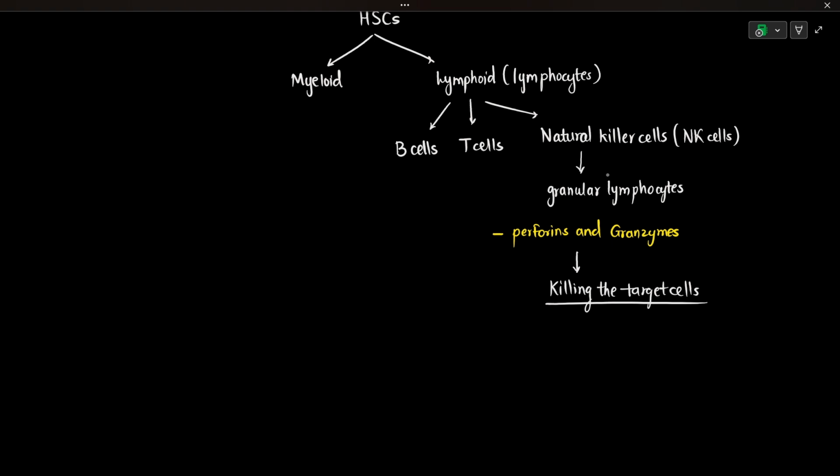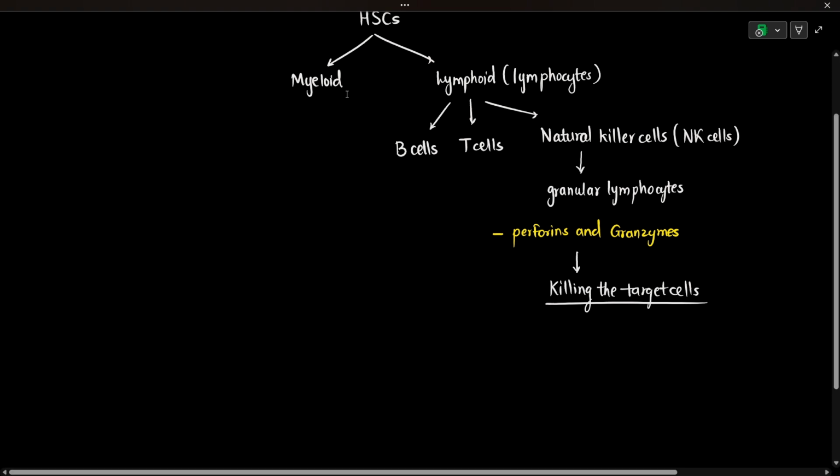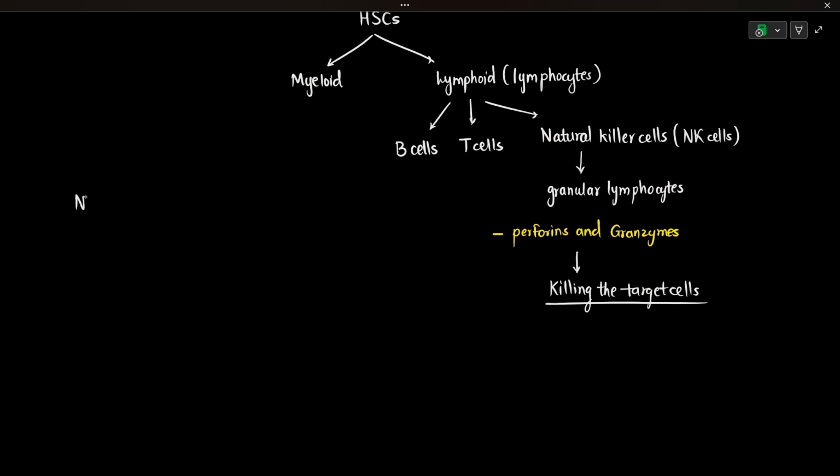For that, they don't need prior activation or antigen specificity, and that is why they are part of the innate immunity. These are specialized cells which destroy the virally infected cells. Let me write it here: natural killer cells are specialized in killing the virally infected cells.